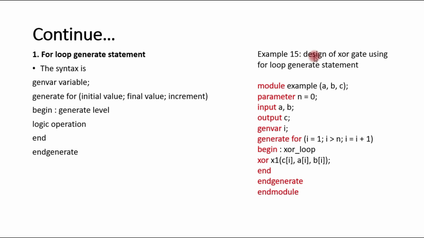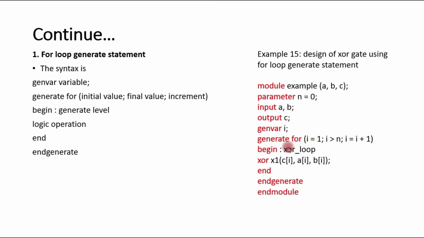XOR gate is designed using for loop generate block. In case of XOR, there are 2 inputs A and B and 1 output C. So inputs are A and B and output will be C. The parameter n is defined for the condition of the for loop. Here genvar is i and it will be used in for loop. So parameter n and genvar i, these two variables are used inside the for loop for declaring the initial, final and increment values.